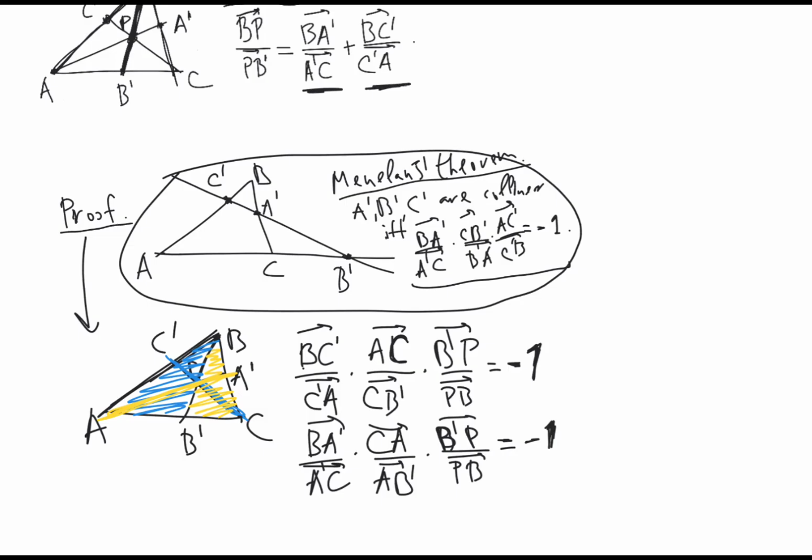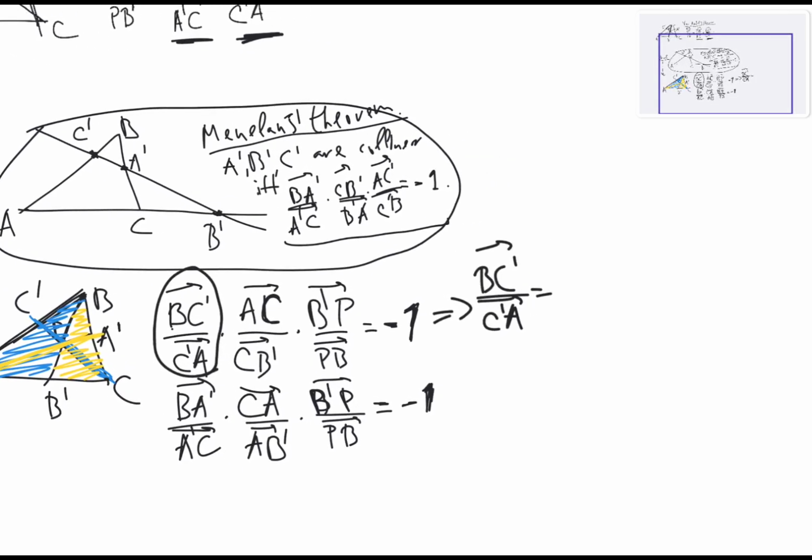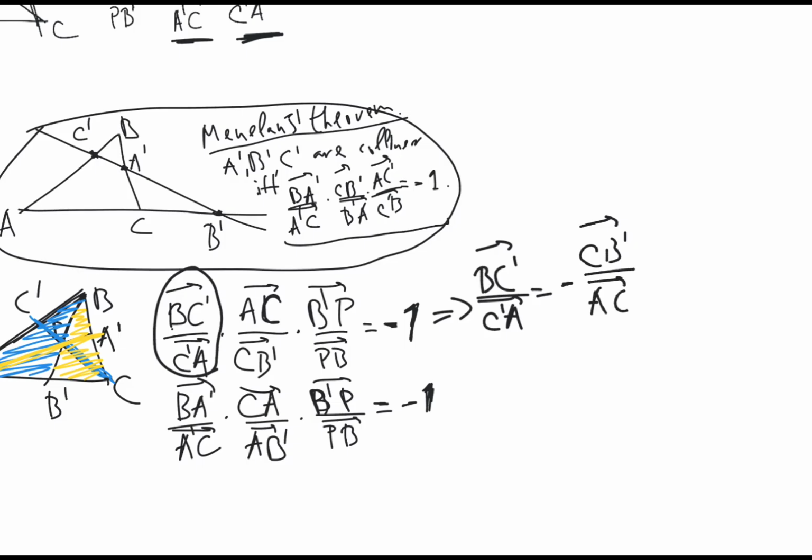So the second ratio, BC prime over C prime A, this one. This is expressed as BC prime over C prime A is equal to, so basically we move the other two ratios to the right hand side, so it's minus, and then we invert both of these ratios, so it's basically CB prime over AC multiplied by PB over B prime P.